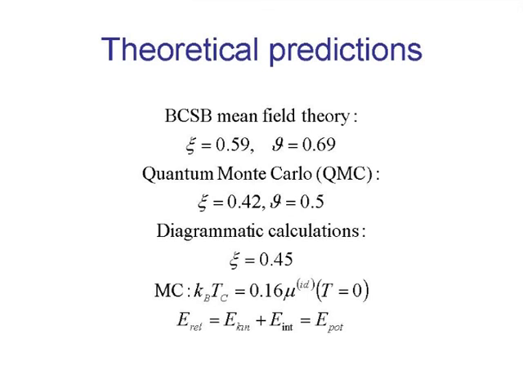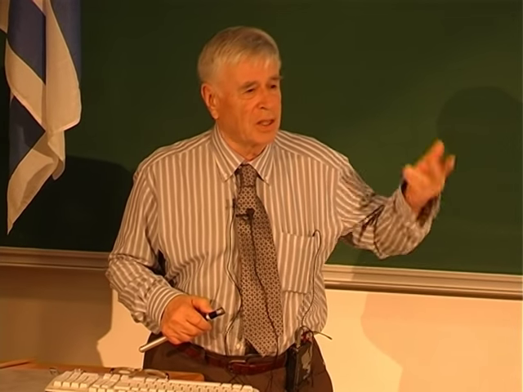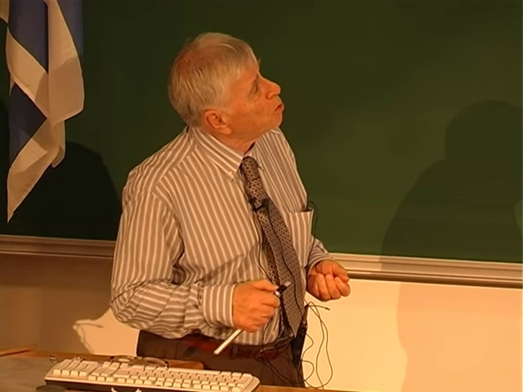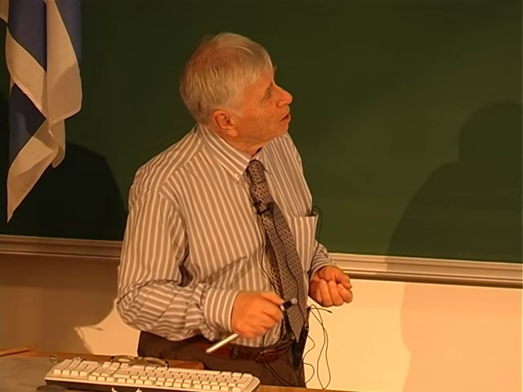Typically, for example, for a usual metal, this gap is of the order of one Kelvin. For high Tc, this is, okay, 10. But here, this is of the order of the Fermi energy. It's possible to produce also diagrammatic calculations and they give approximately the same.